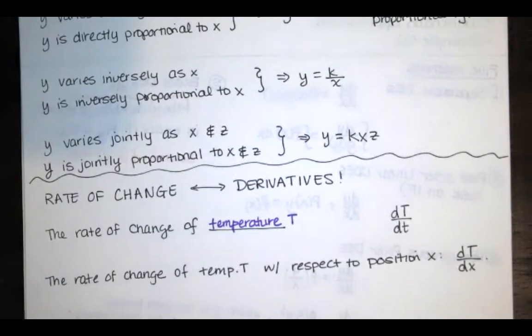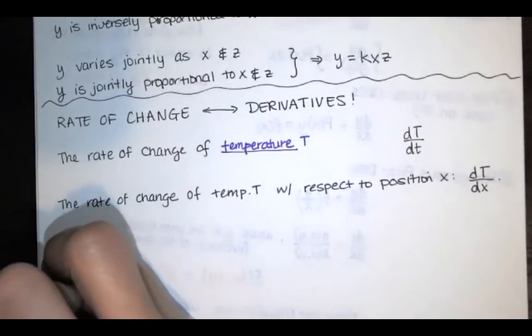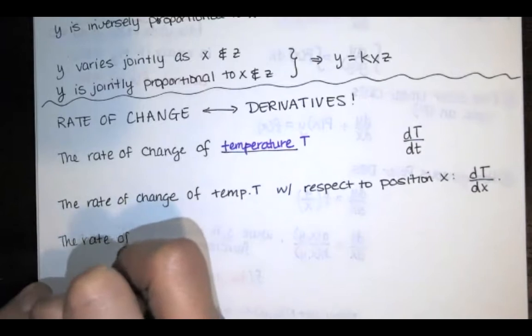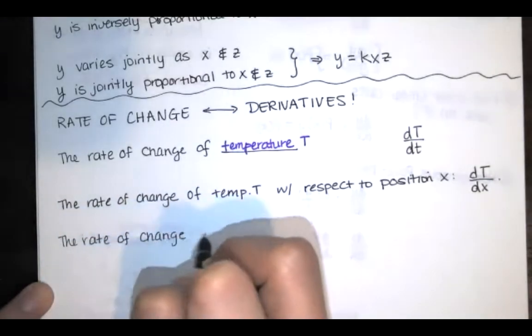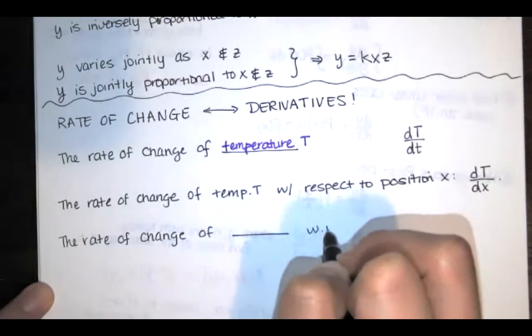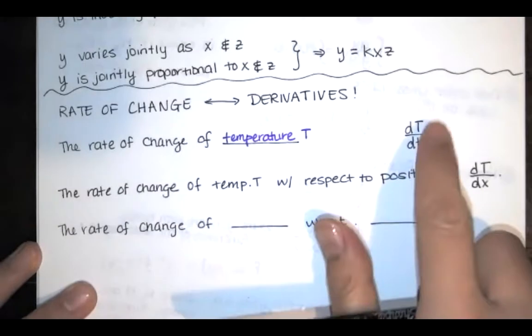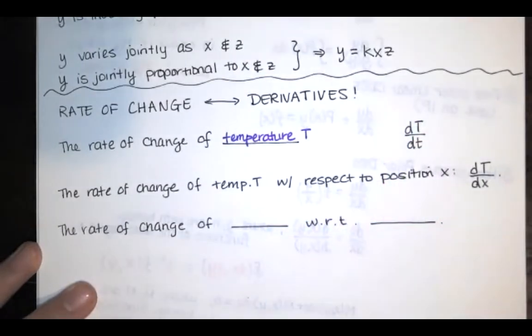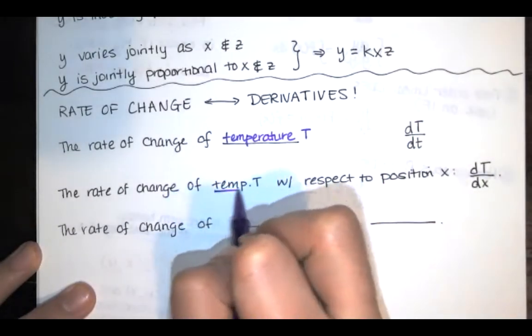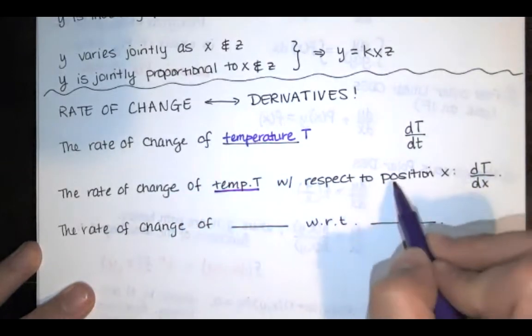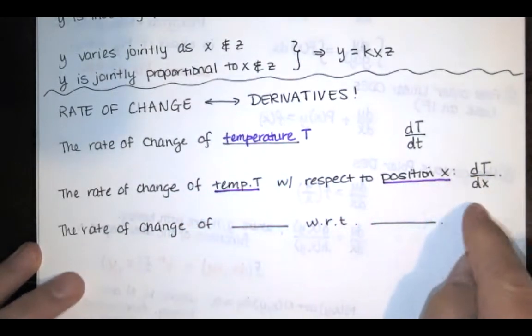So whenever you see rate of change, think derivative, and it's going to be the rate of change, the derivative of whatever this is, usually with respect to t, but occasionally with respect to something else, and they will have to tell you. So it'll say the rate of change of some variable with respect to some other variable. This is the variable that goes in the numerator, and this is the variable that goes in the denominator. So if I'm looking at the rate of change of temperature, that's dT. With respect to position, that's dT/dx.